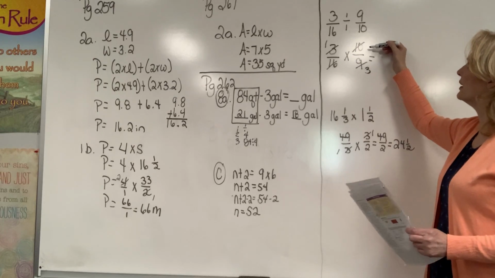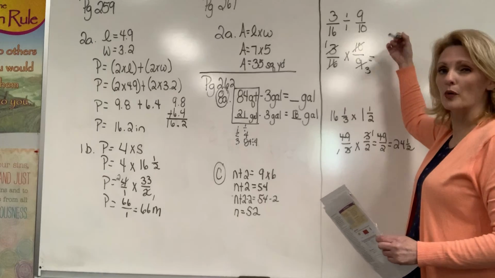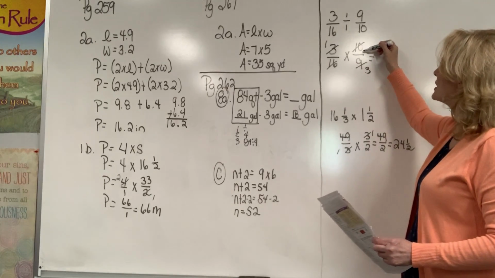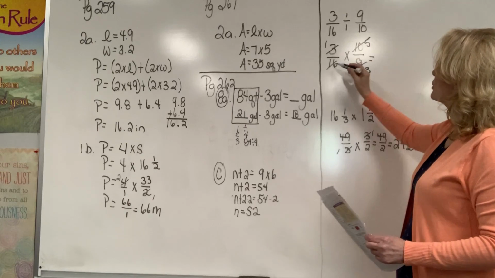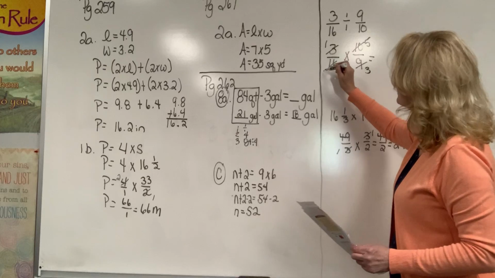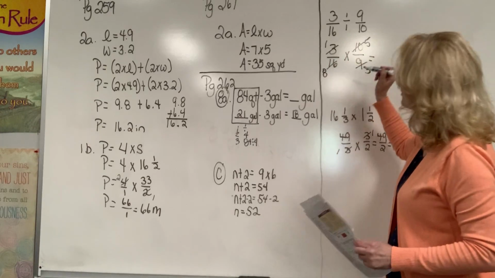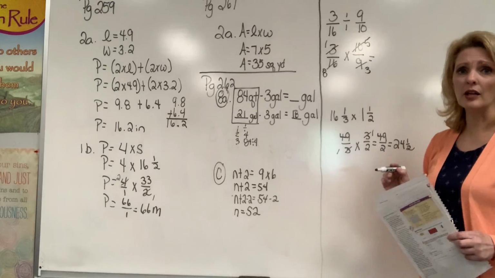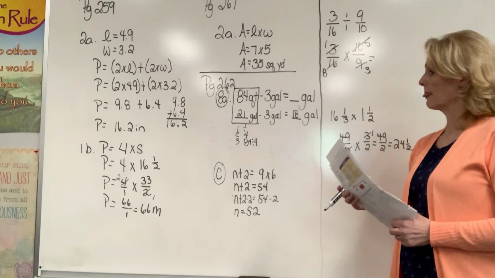So we can't use 5. You always go through your factors. And so we'll say 2 will go into 10 5 times. 2 will go into 16 8 times. Can't get my marker to work. And then you multiply it out. And I'll let you finish that out. Okay?